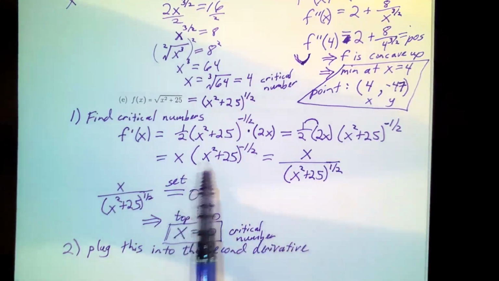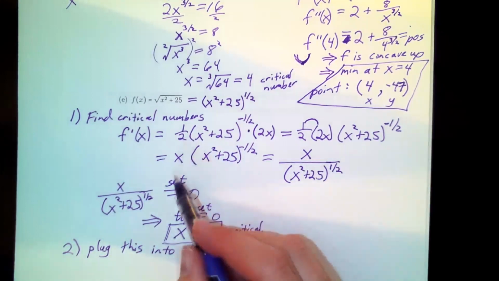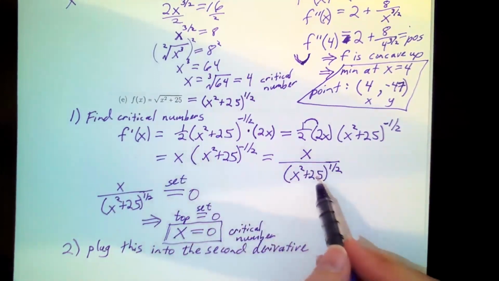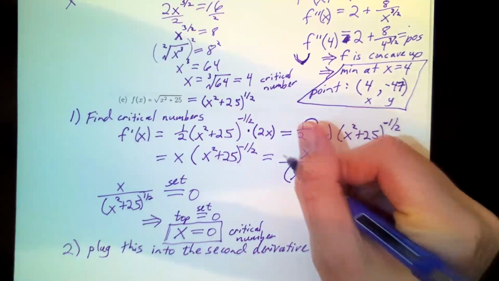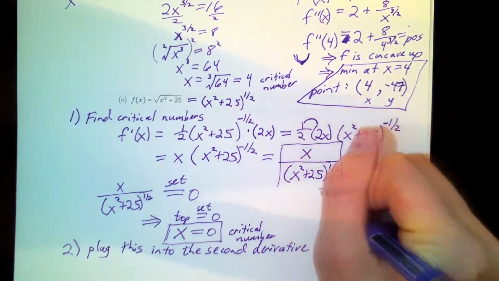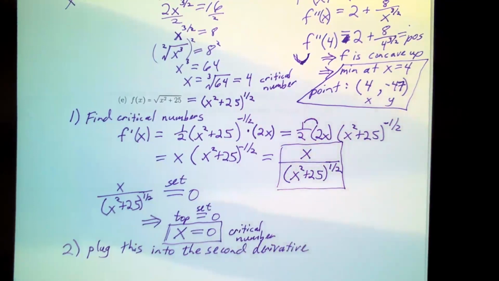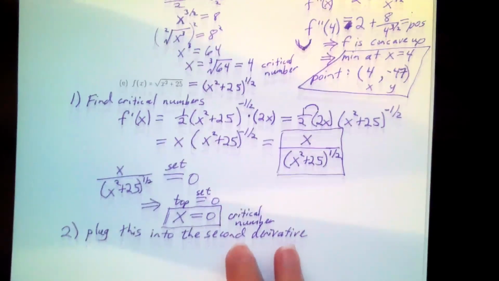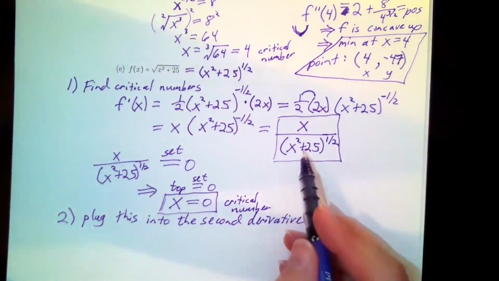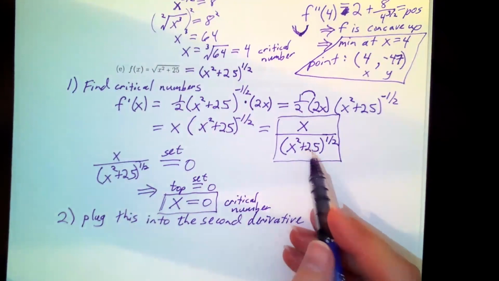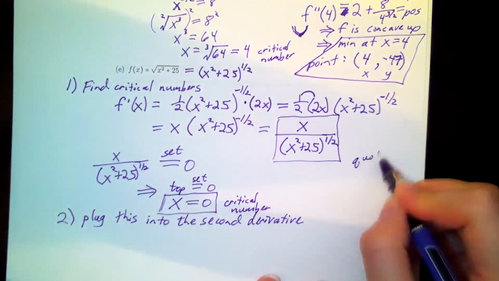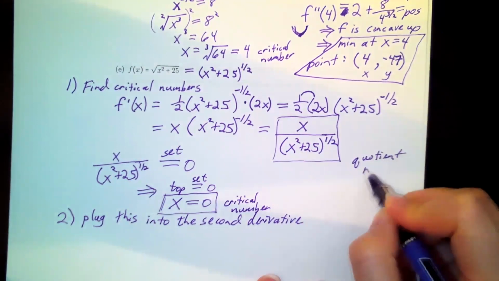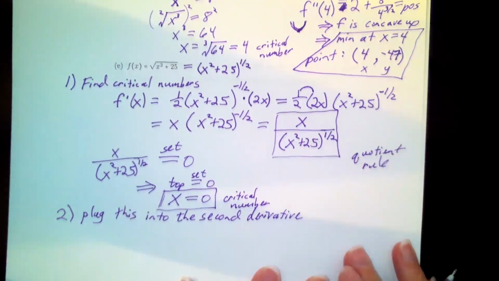My original function is up here. It's this one and this one. And I'm supposed to take the derivative of this right here. And if I'm looking at that and I want to take the derivative of that in order to find the second derivative, I'm going to need to use a quotient rule. So now I need to use a quotient rule in order to take the second derivative.